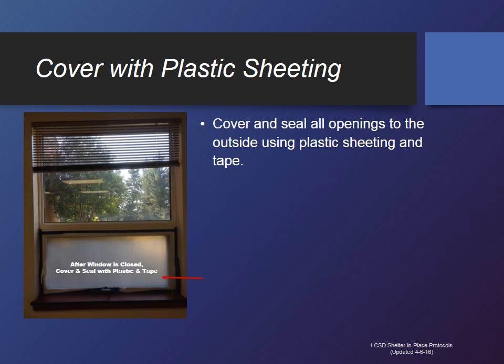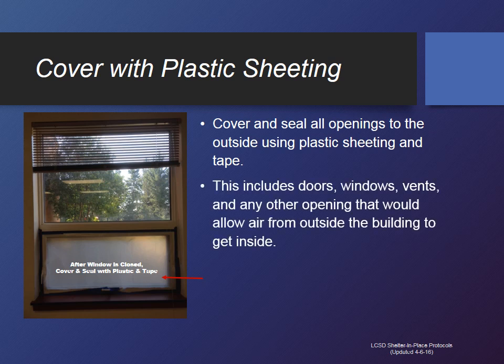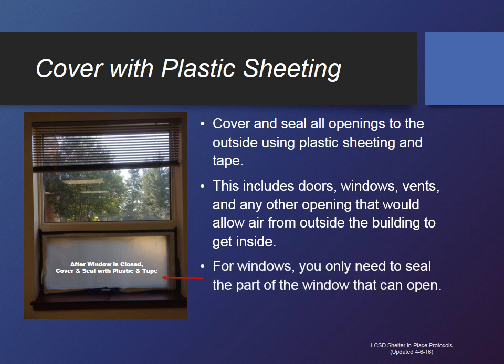Cover and seal all openings to the outside using plastic sheeting and tape. This includes doors, windows, vents, and any other opening that would allow air from outside the building to get inside. For windows, you only need to seal the part of the window that can open.